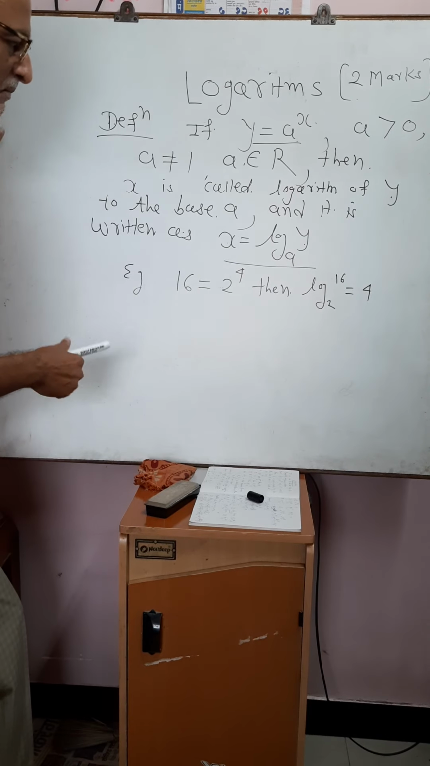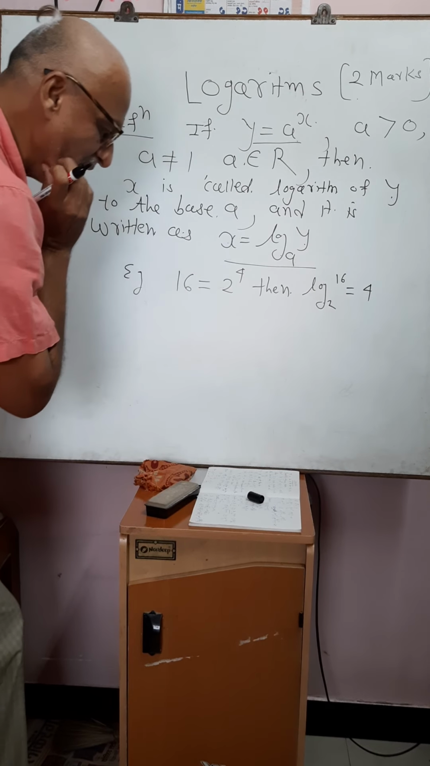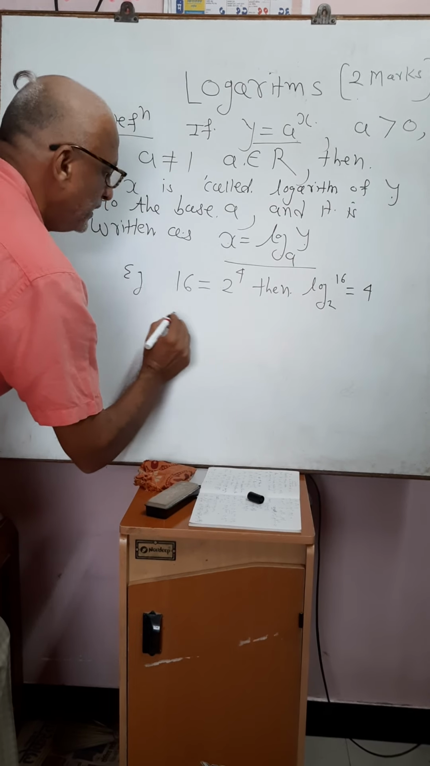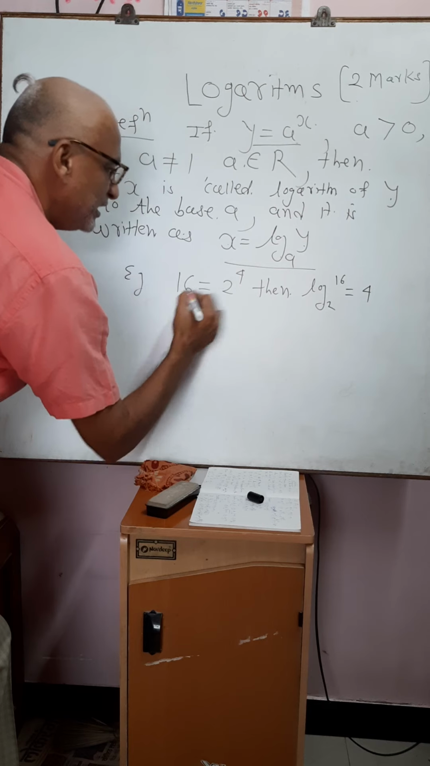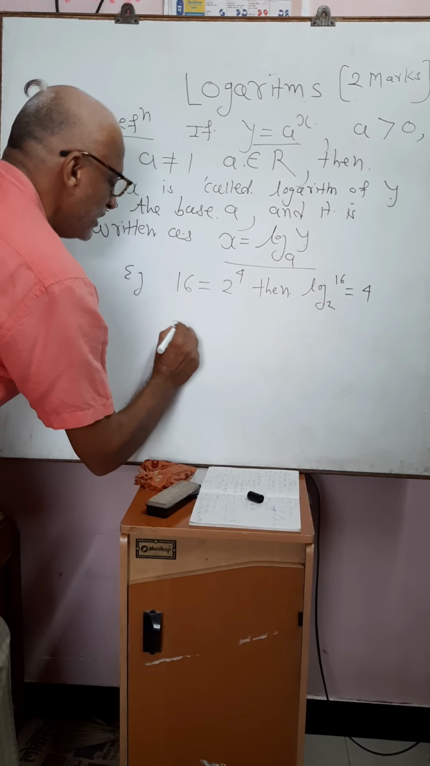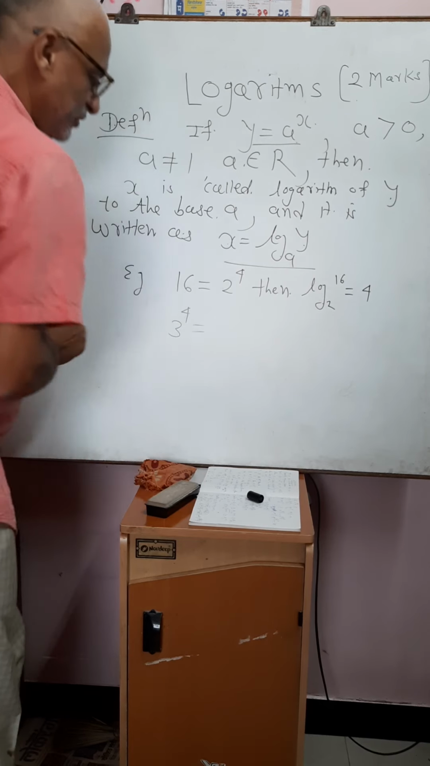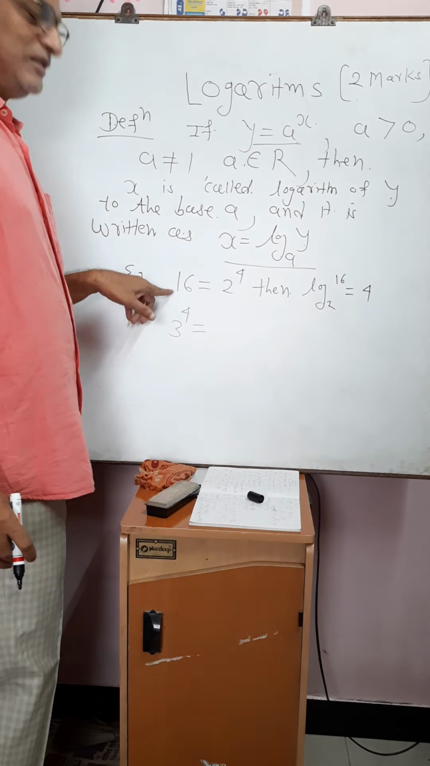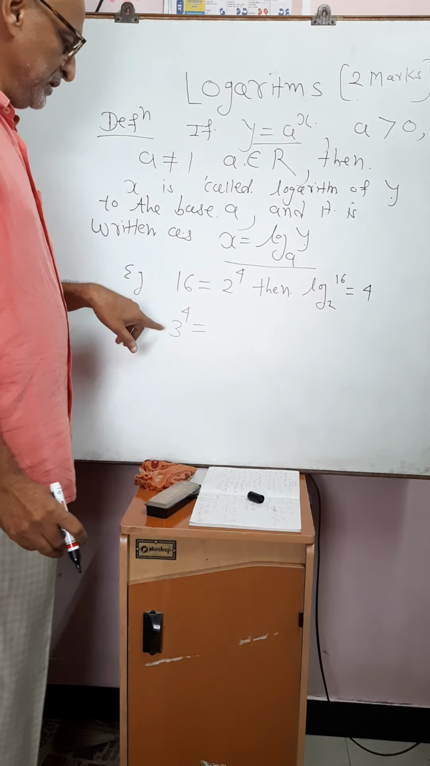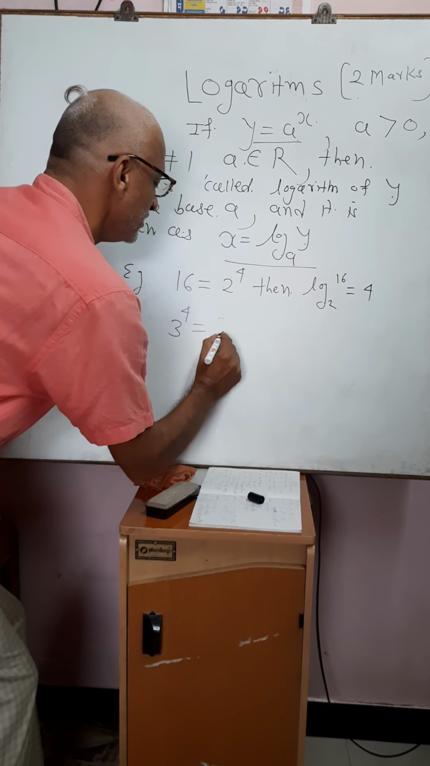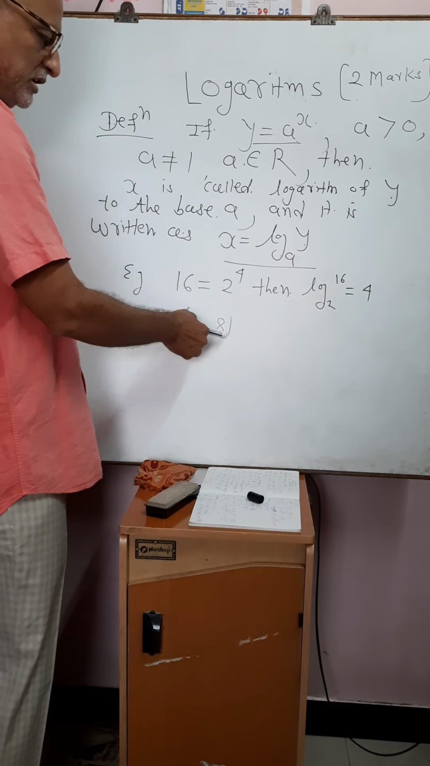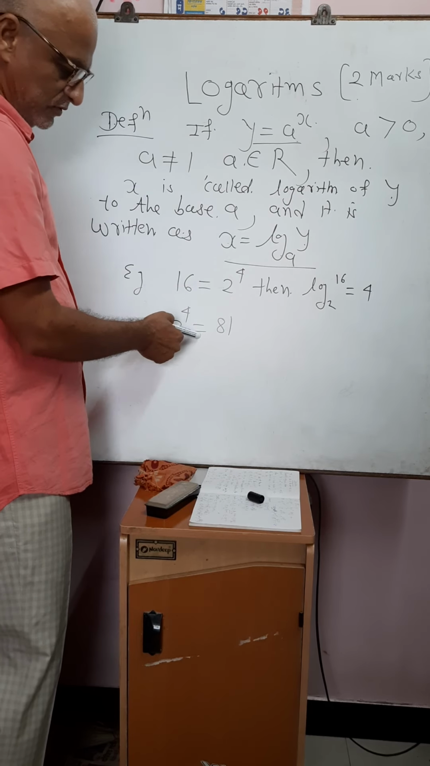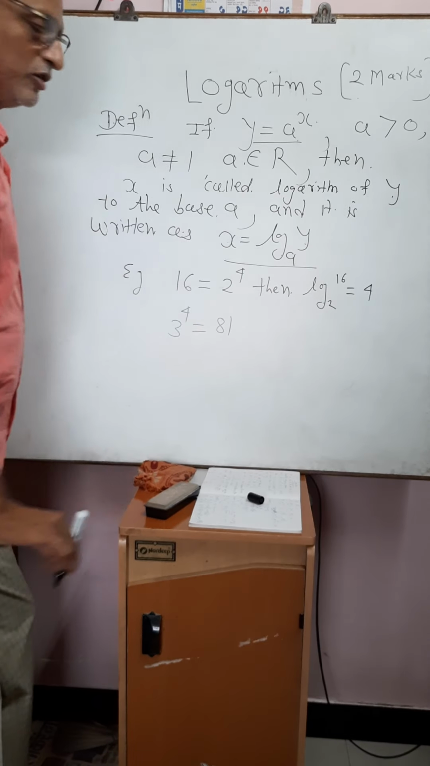We'll take another example. Suppose there is 3 raised to 4. What is the value of 3 raised to 4? 3 into 3 is 9, 9 into 3 is 27, 27 into 3 is 81. So 3 raised to 4 is equal to 81. This is the exponential form. We have to convert this exponential form into the equivalent logarithmic form.